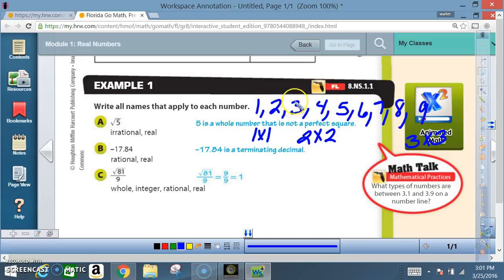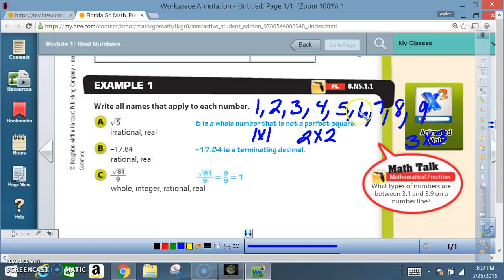The same thing for 3. What number, when you multiply it against itself, will give you 3? There's no such number. Now look at 4. What number, when you multiply it against itself, will give you 4? It'll be 2 times 2. 2 times 2 will give me 4. The square root of 5, what number, when you multiply it against itself, will give you 5? No such number. Therefore, 5 is irrational. Just like 2 is irrational and 3 is irrational. 4 is rational. 5 irrational.